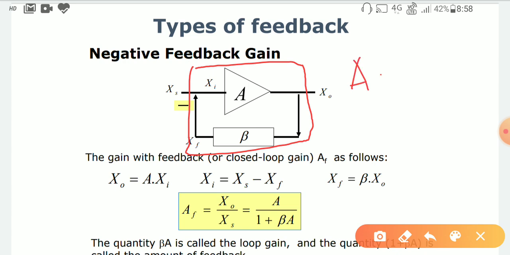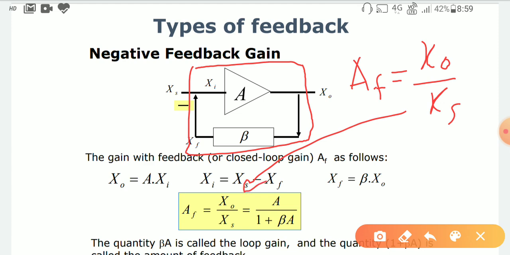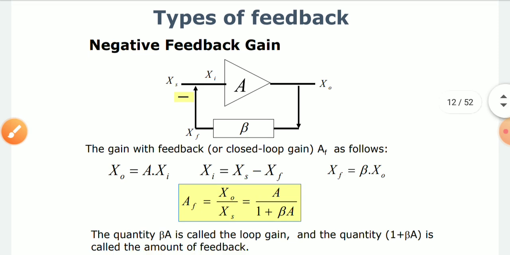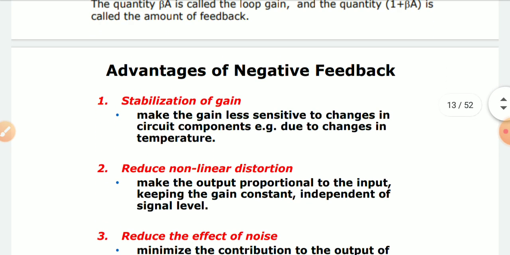defined by A_f. This is the feedback, and for this reason I write A_f here; each and every book also prefers to write A_f. The gain defined for this total one block is output x_0 by x_s. This is given there as a yellow box, so it will be A by 1 plus beta A. If you individually put the values, you can get the ultimate equation. You can also try it for positive feedback.